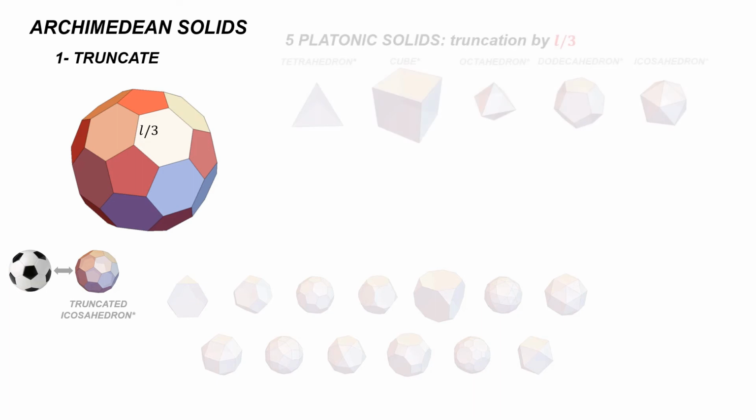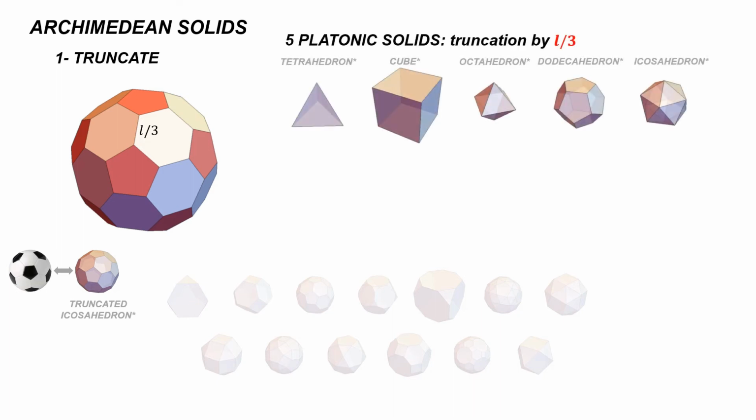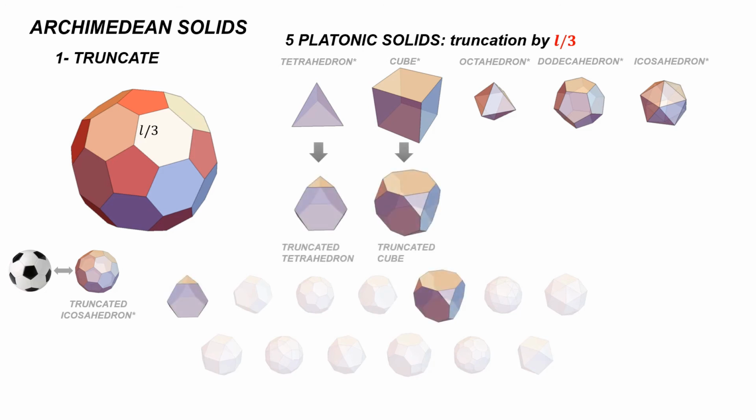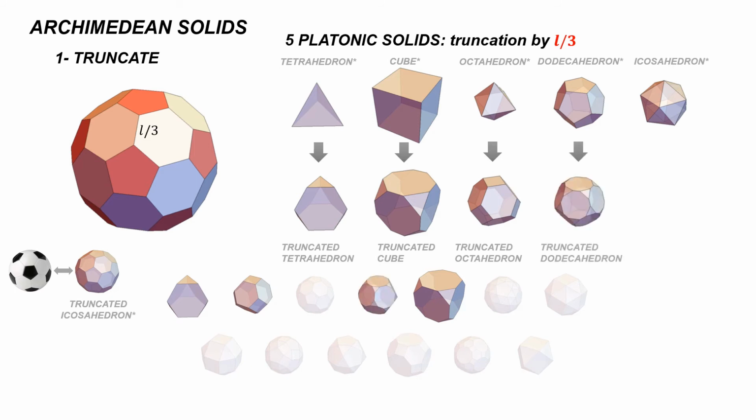Next, let's apply truncation by an edge length L over 3 to each of the Platonic solids. Truncated tetrahedron, truncated cube, truncated octahedron, truncated dodecahedron, and truncated icosahedron, which we have already covered.